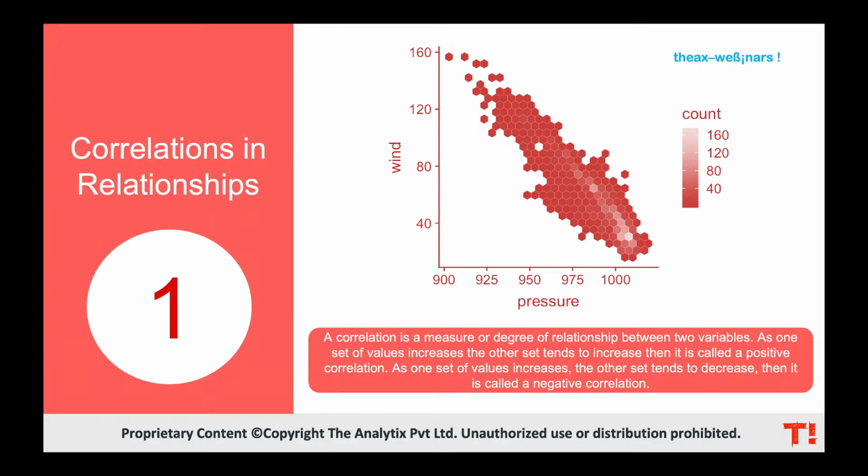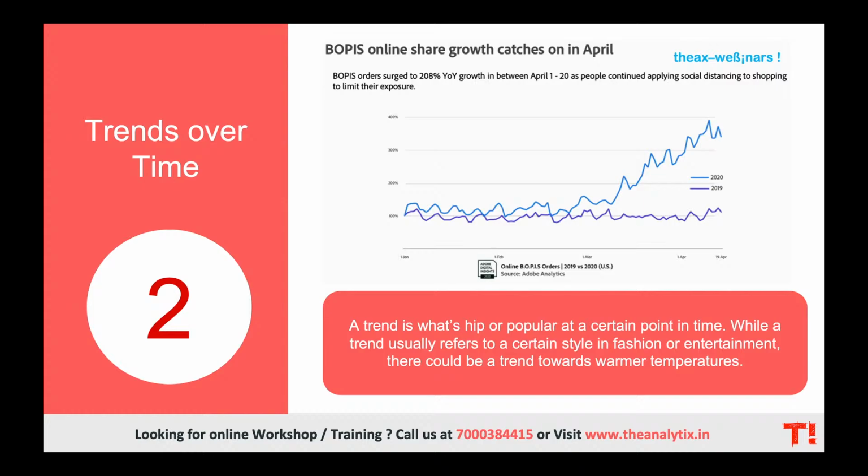Right. So correlation is like when one set of values increases and the other set decreases. That could be seen as a relationship between two variables. Now, a relationship between two variables in machine learning is also called regression. Right.